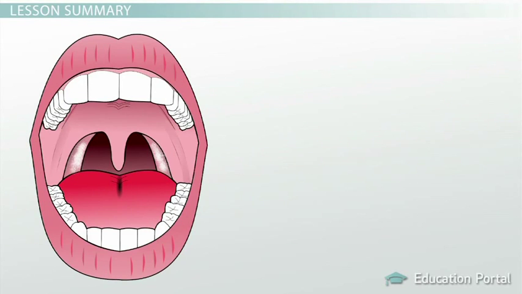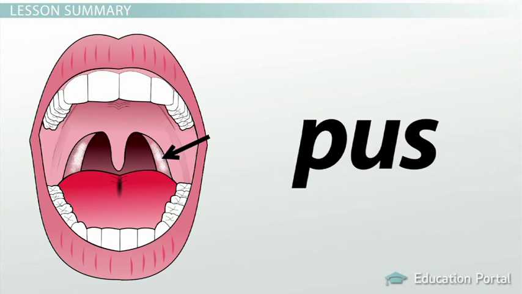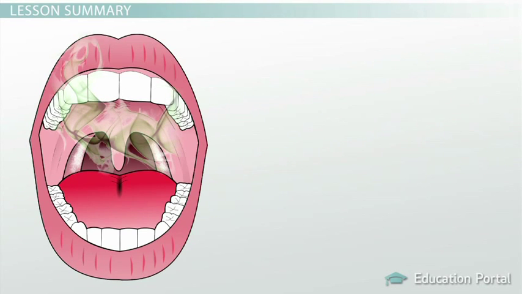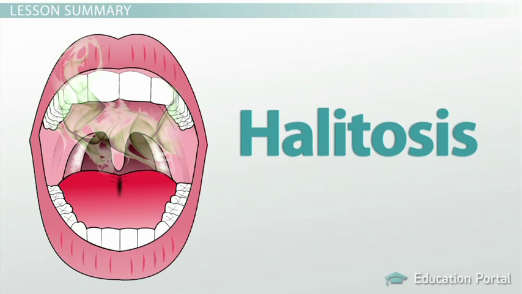Besides destroying red-colored things, this bacterium causes other colors, namely white, to accumulate at the back of your throat. This white stuff, pus, also smells pretty bad, giving you halitosis, or bad breath.